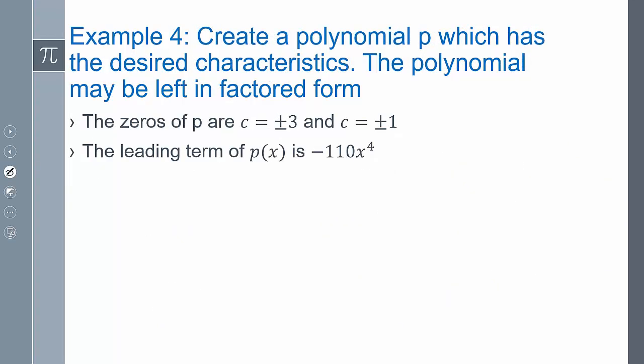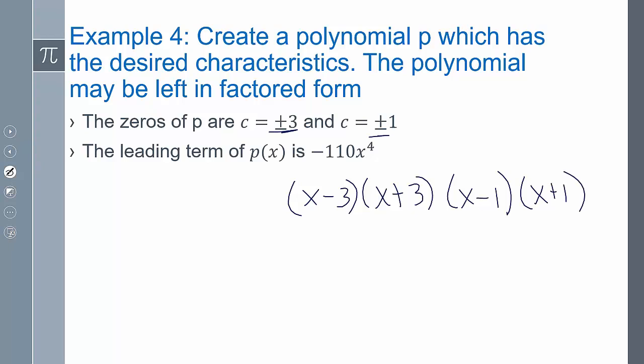Now create a polynomial p which has the desired characteristics. The polynomial may be left in factored form. So if I know that these are my zeros, I can write it as x minus my 0, x minus my 0, x minus my 0, x minus my 0. So x minus positive 3, x minus negative 3, x minus positive 1, x minus negative 1. And then it just says the leading term is negative 10 x to the 4th. Okay, so x times x times x times x, that's x to the 4th. So it's just missing negative 10.